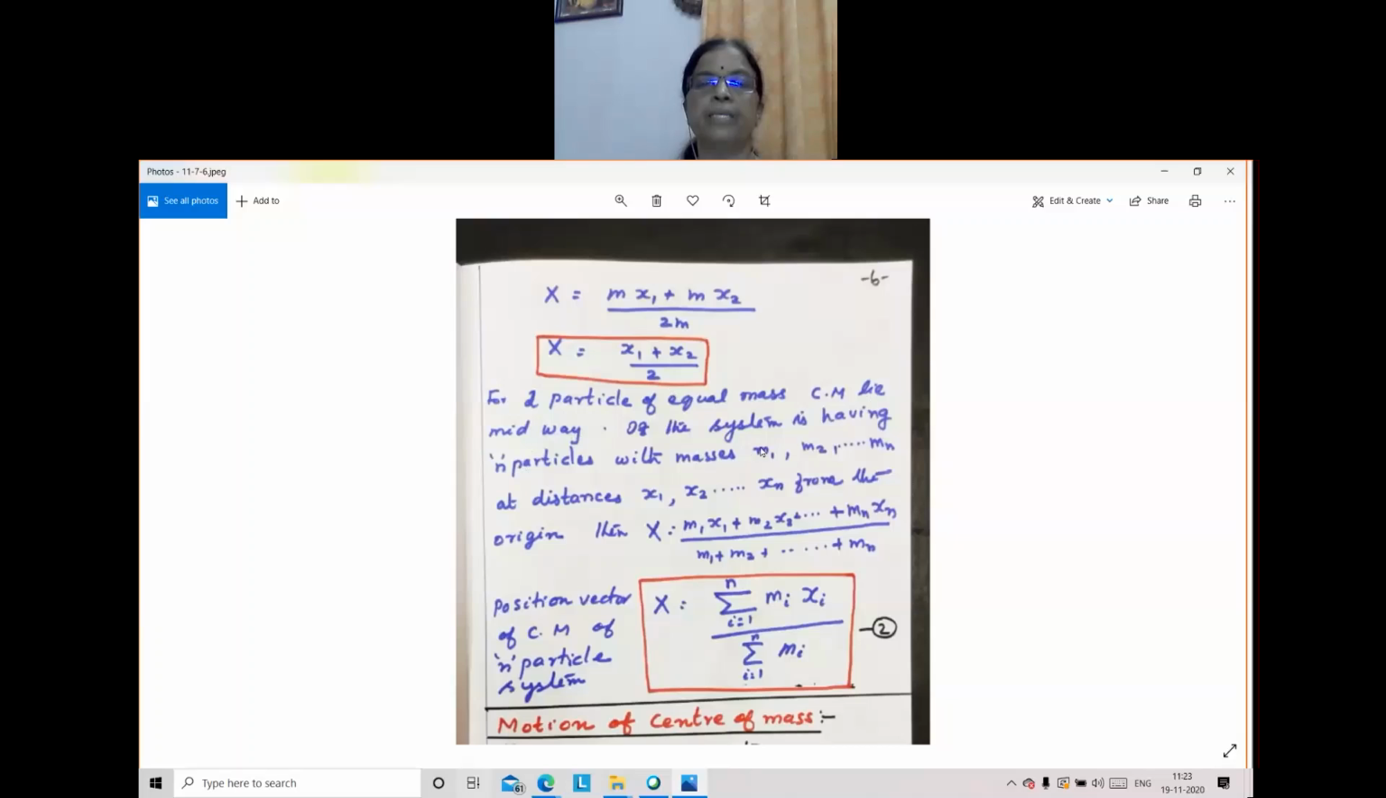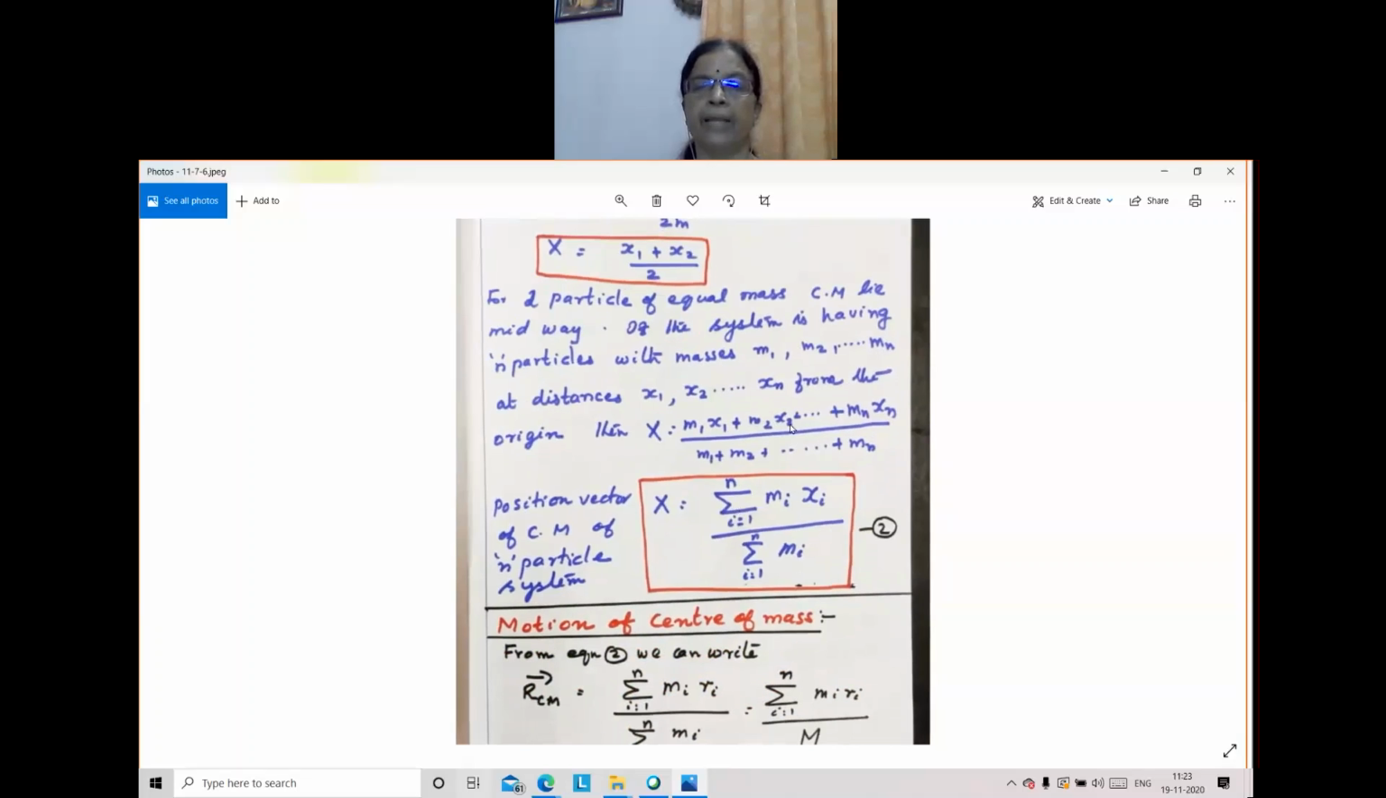If the system is having n particles with masses m1, m2, etc., mn at distances x1, x2, xn from the origin, then x equal to, what is x? Position vector of center of mass. x equals m1 x1 plus m2 x2 plus etc. plus mn xn, whole divided by m1 plus m2 plus etc. plus mn. And using sigma we can express this. So we will not write it like this, m1 x1, m2 x2.